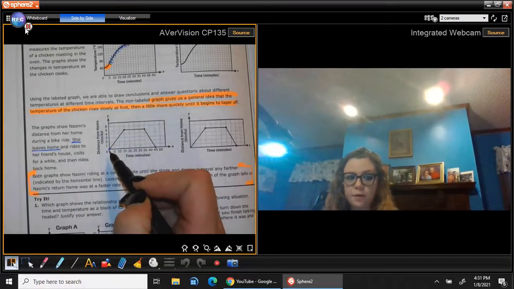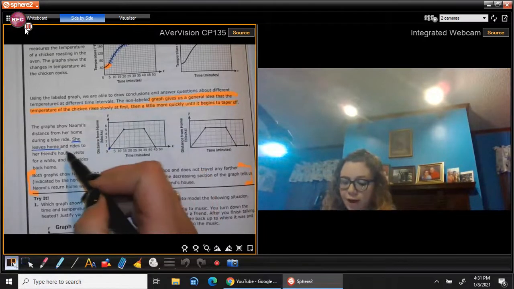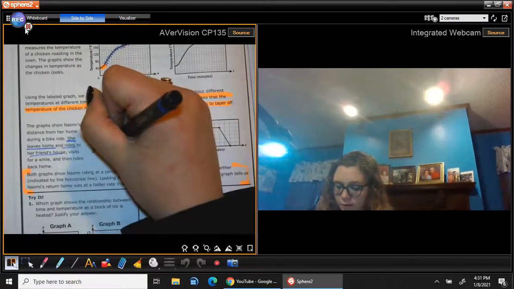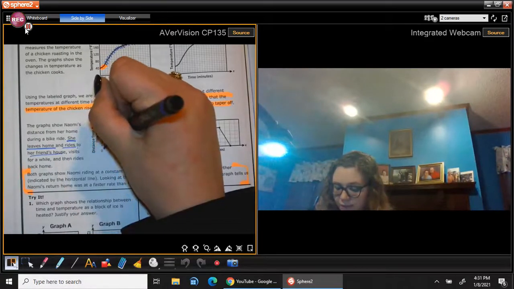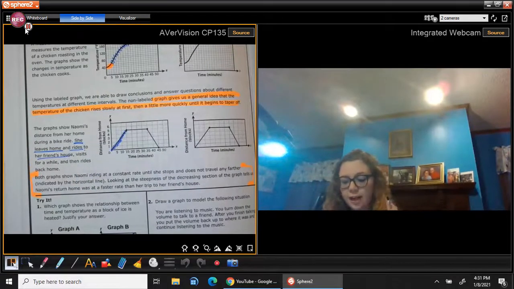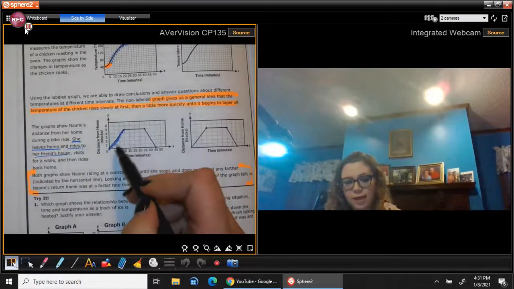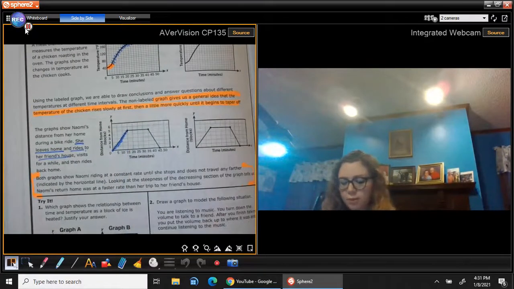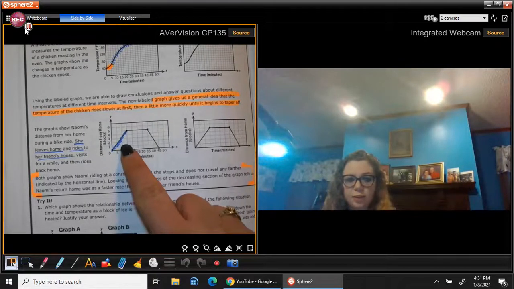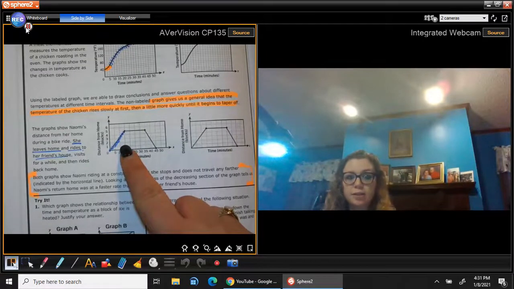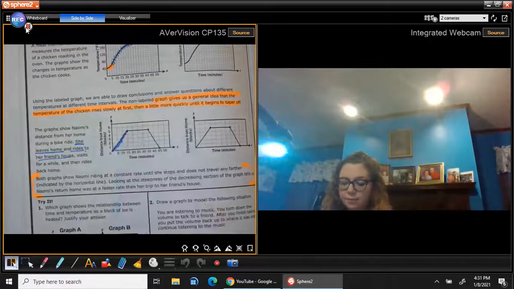And she rides to her friend's house. So she's going to ride. Again, this is the time. As she's riding to her friend's house, minutes are clocking by. So the farther she goes from home, the more time that's passed, which makes sense. So would this part be increasing or decreasing in this graph? Increasing. Is it going to be linear or non-linear? Linear, because it's a straight line.